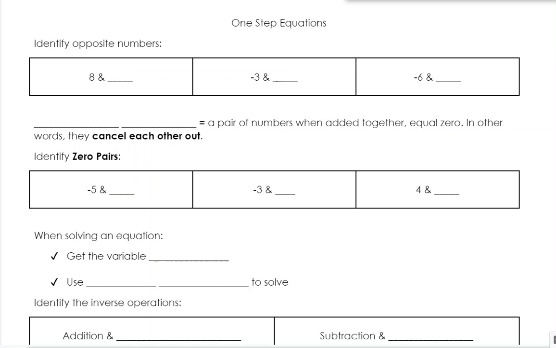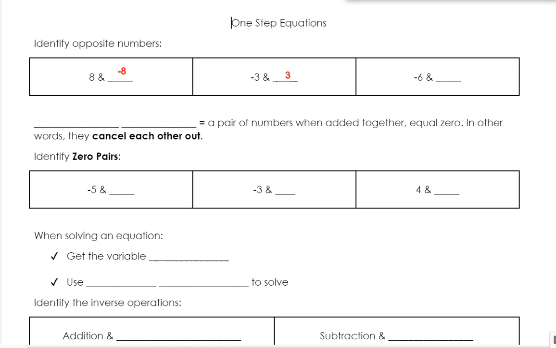Identify some opposite numbers. So what's the opposite number of 8? Well, that would be negative 8. 8 and negative 8 are opposites of each other. Think of the number line, zero's in the middle, right? 8 and negative 8 are the same distance away from 0. So they're opposites.